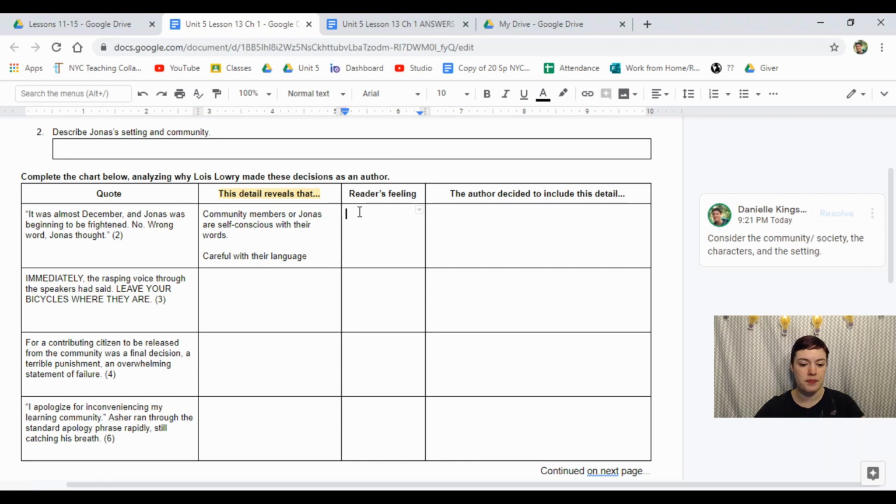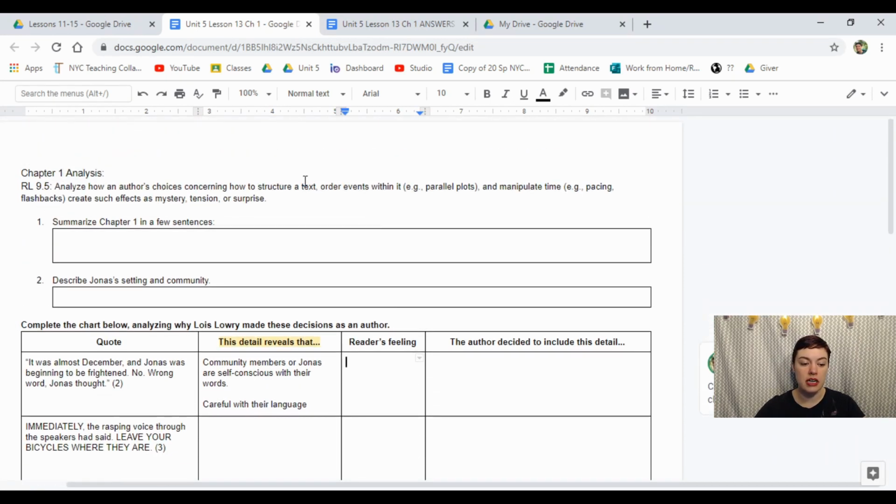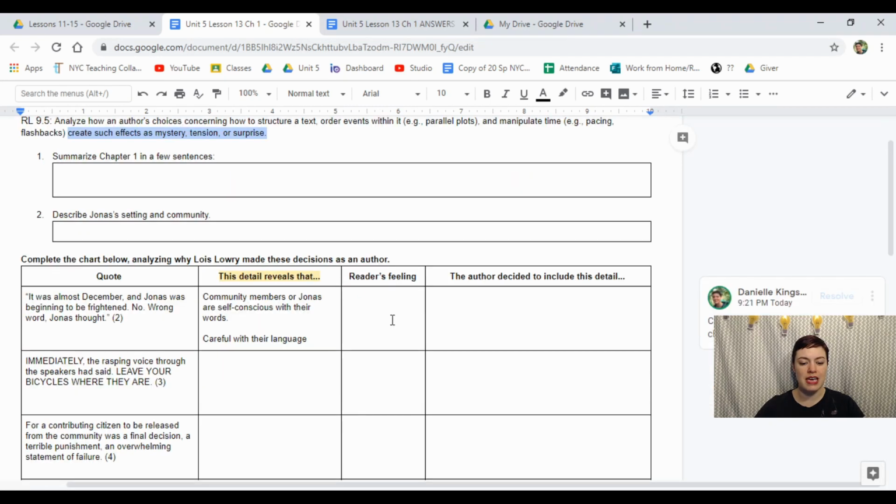So we'll see that. Now here, the reader's feeling, this goes back to what we said earlier about creating an effect. So if we're thinking, why is this boy getting nervous about the words he's using in his own brain? That's weird, right? So the reader's feeling here, this is kind of a reaction to whatever's weird about that quote.